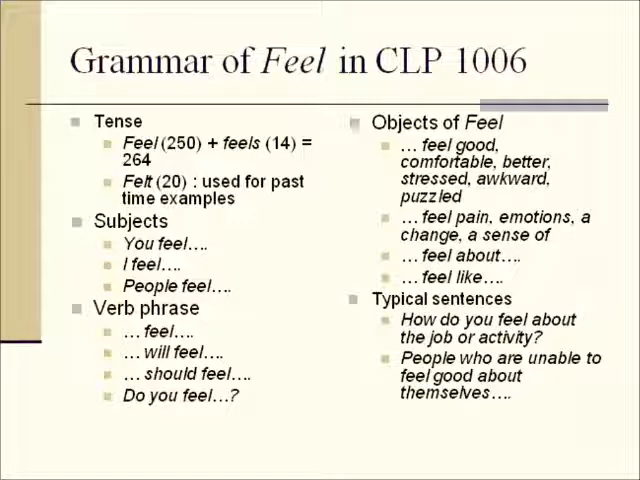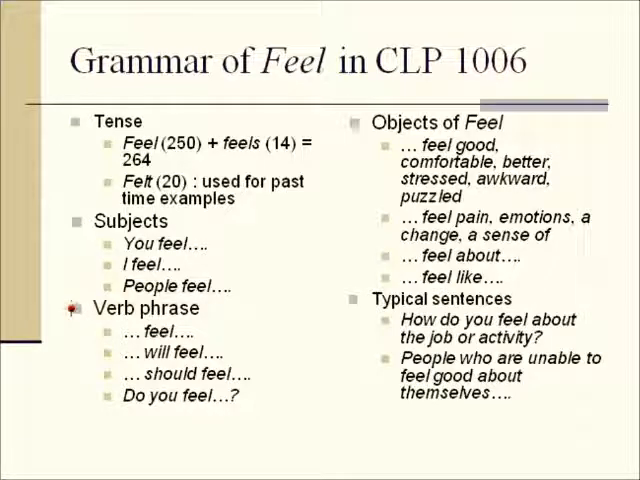Let's take a look at a word that's really important in the psychology class, the word feel. What do we know about feel from looking at the corpus that we have for ACE? Well, feel and its tense. The word feel is used 250 times, where the subject-verb agreement form is only used 14 times. And the past tense is only used 20 times. So that tells us that most of the time feel is going to be used with a plural subject or used as an infinitive. The subjects that go with feel, mostly you feel, which could be the individual reader, but probably a generic kind of you, I feel, and people feel. Those are the most common subjects that show up with the verb feel.